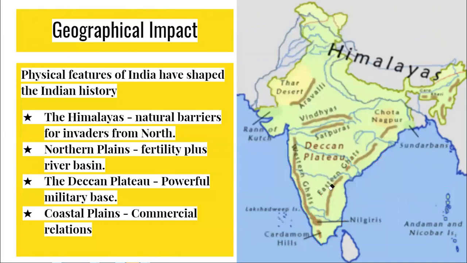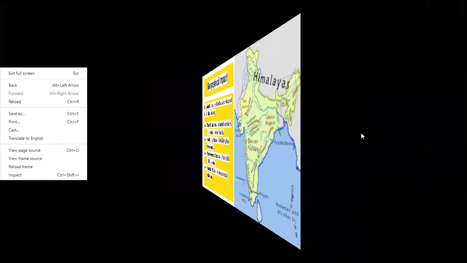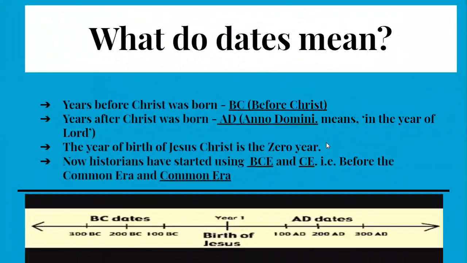All right. Next, children, what do these dates mean? Now, you might have heard a lot of times 500 AD or 300 BC or 4700 BC. What does it mean, right?